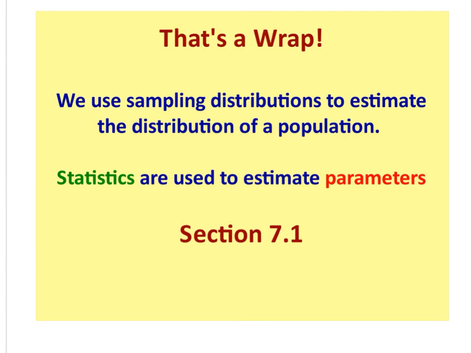So that's a wrap. We use sampling distributions to estimate the distribution of a population, and statistics are used to estimate parameters. This is section 7.1 in your textbook, and I'll see you next time.